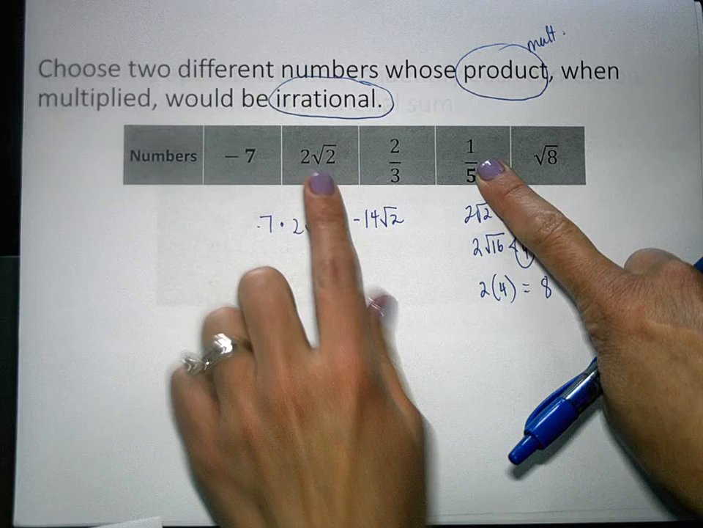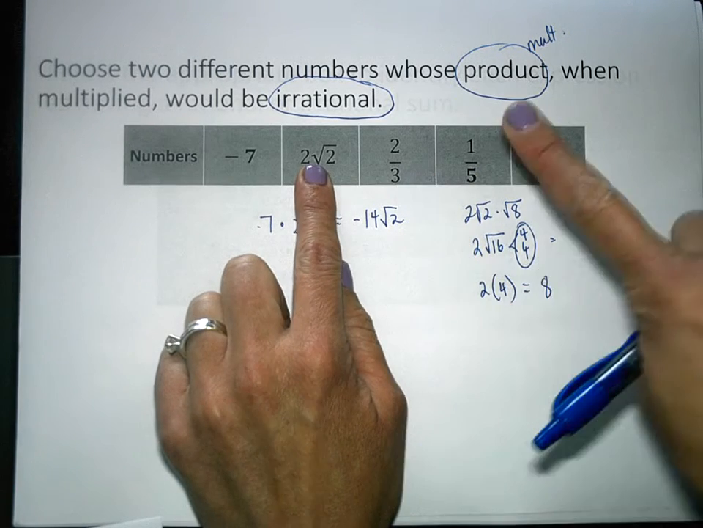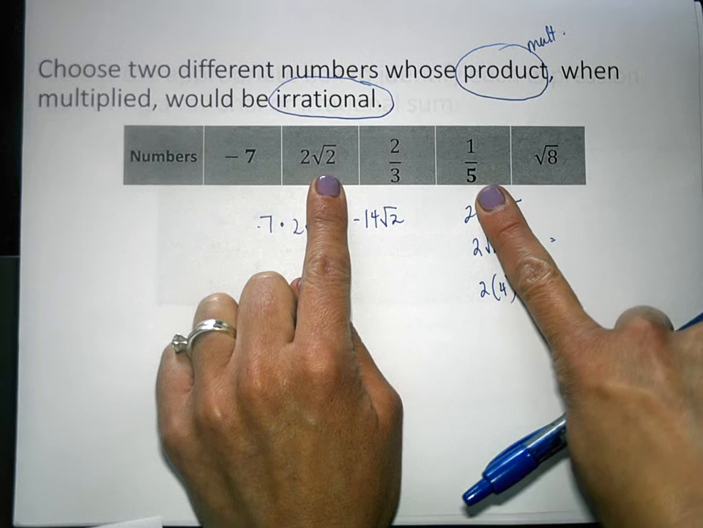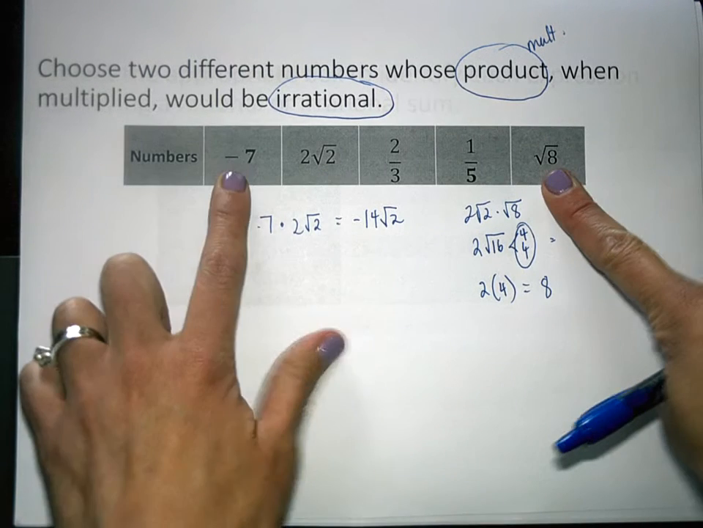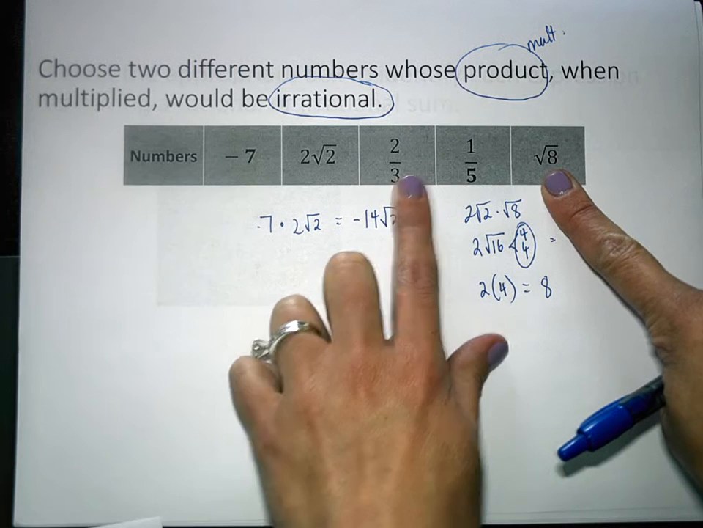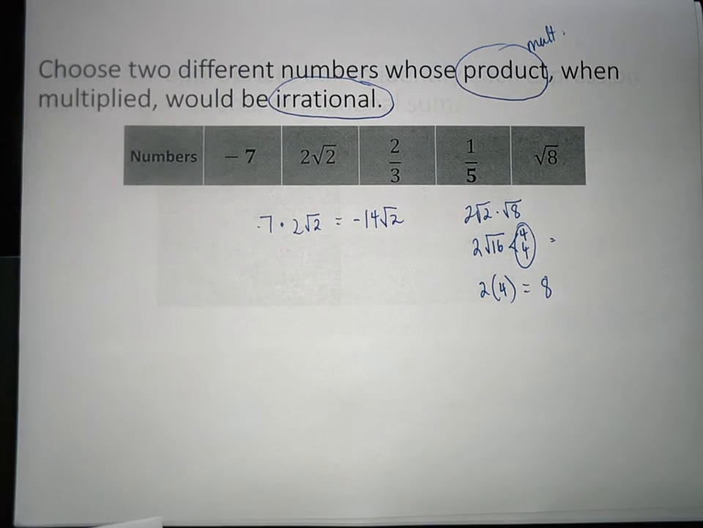But you could do 2 root 2 times 2/3. That would make an irrational answer. 2 root 2 times 1/5. That will make an irrational answer. And then the same thing with the root 8. You can multiply it by -7. You can multiply it with the 2/3 and the 1/5. All of those would make irrational answers.